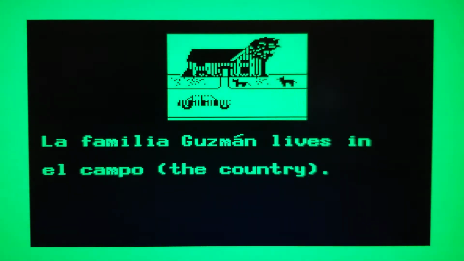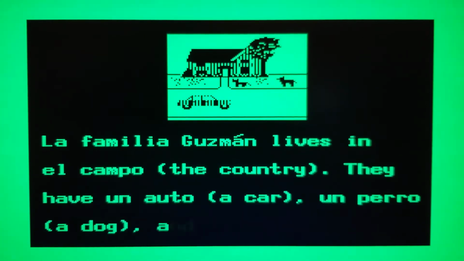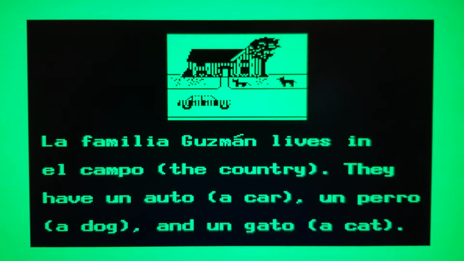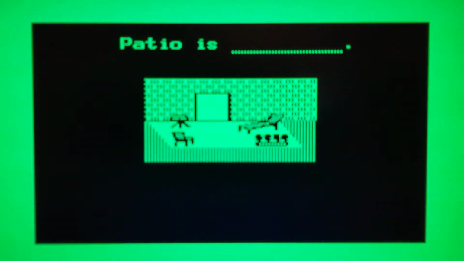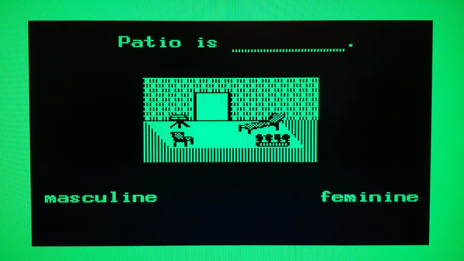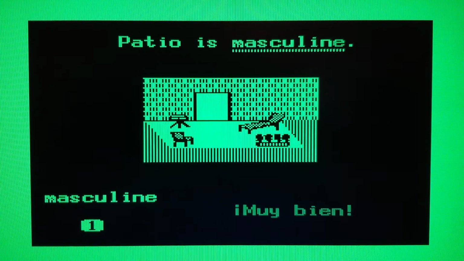La familia Guzmán lives in el campo, the country. They have un auto, a car, un perro, a dog, and un gato, a cat. You can tell that campo, auto, perro, and gato are masculine because of el and un, or by their ending, since most nouns ending in o are masculine. Is patio, patio, masculine or feminine? Muy bien.